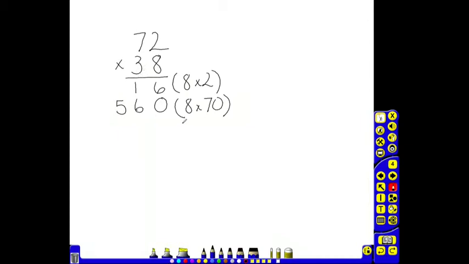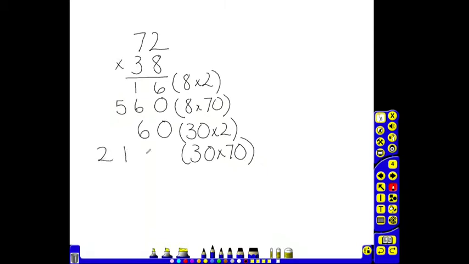I've multiplied 72 by 8, so now I need to multiply 72 by the 3 tens, which is 30. Again, starting with the least significant digit, which is the 2. 30 multiplied by 2 is 60. And 30 multiplied by 7 tens, which is 70, is 2100. Again, I need to make sure that I'm putting my digits into the correct columns to make it easier to add the final total.